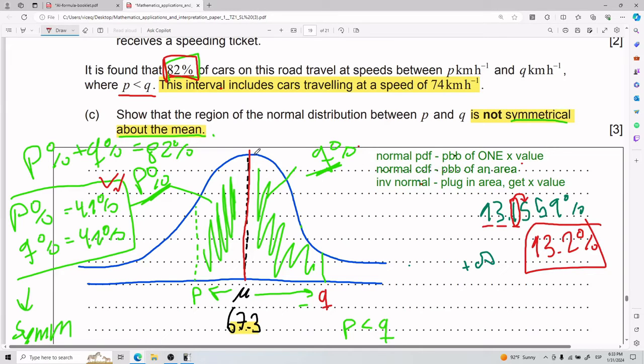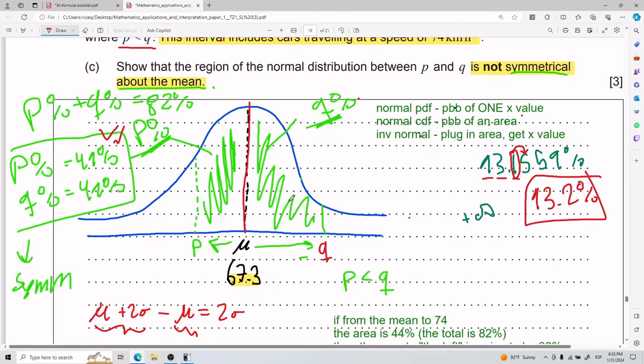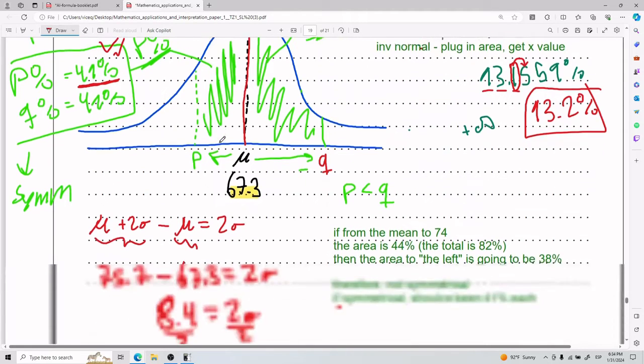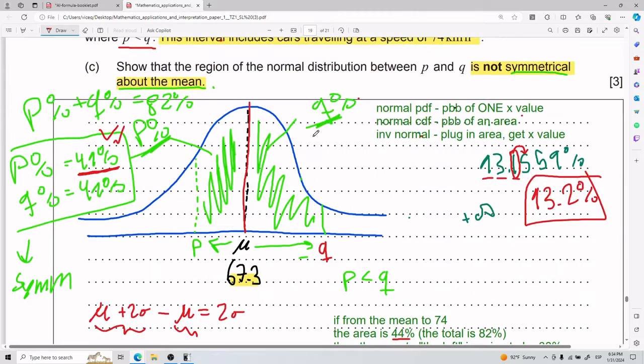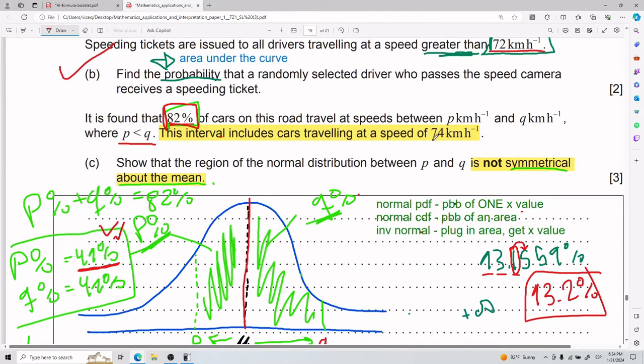So again, if these areas are symmetrical, both sides should give me 41%. Okay? The fact that I find a different area from 41, in this case 44, means that it's not symmetrical. See, it's a little bit more to the right. Now, how did I know that you need to plug in 74?